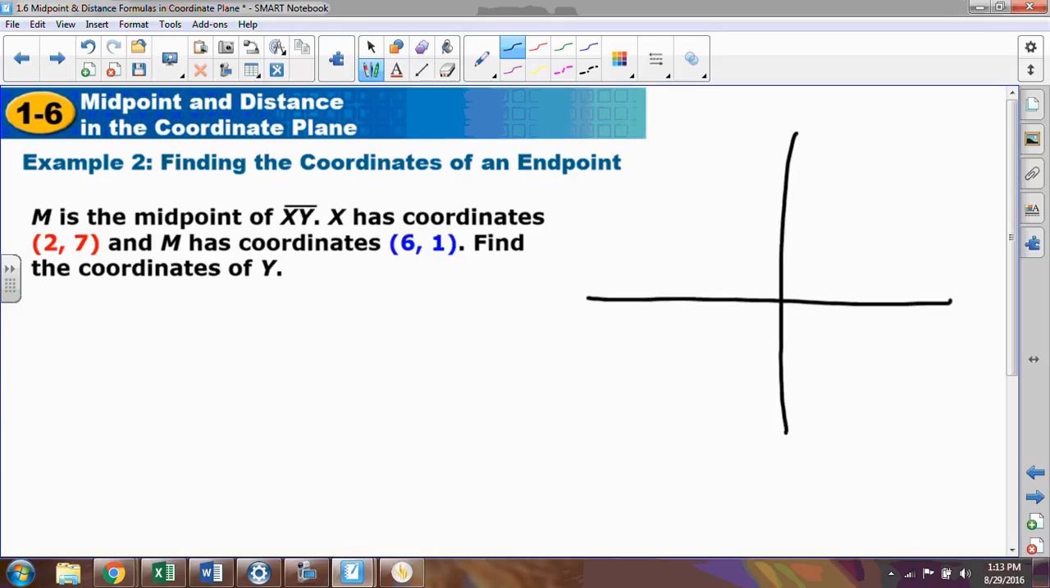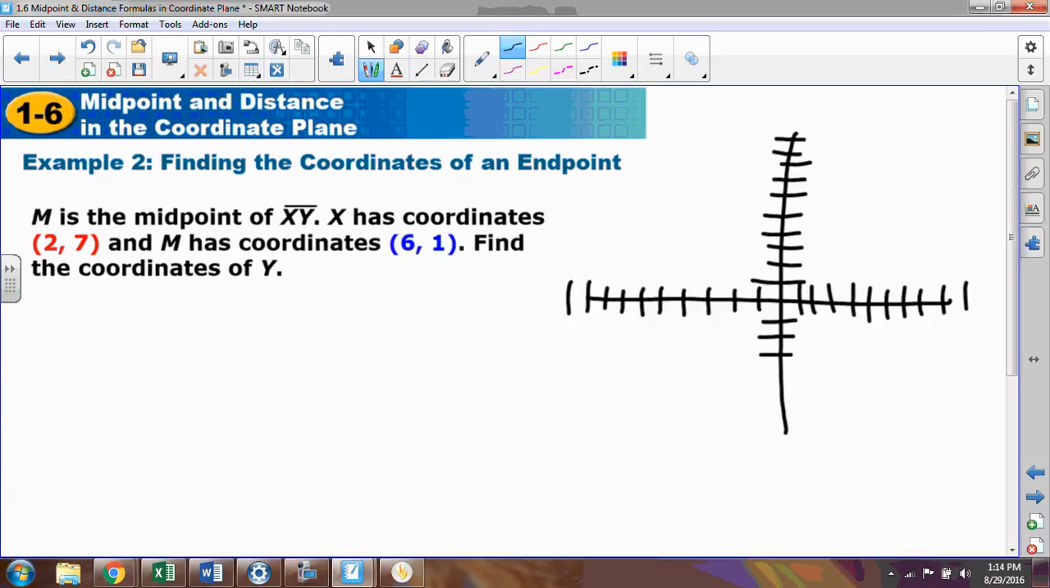We have 1, 2, 3, 4, 5, 6, 7, 8, 9, 10 on each axis. And now we'll plot our two points.